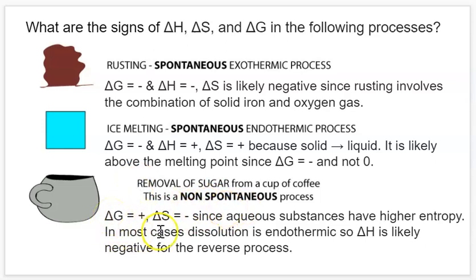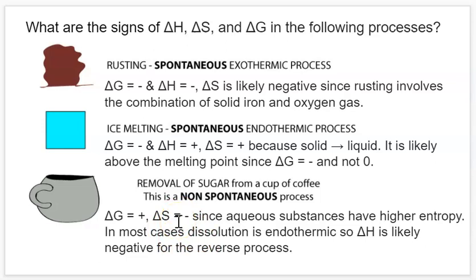For the removal of sugar, it's non-spontaneous, so that's going to mean a positive delta G. I can infer that it's going to be a negative delta S because we're going from something that's dissolved into a solution to something that has been pulled out of that solution and is now solid. That's a really hard thing to do. And we're going from a more disordered state of matter, being aqueous, to a more ordered state of matter, which would probably be solid if we were to remove the sugar from the coffee.